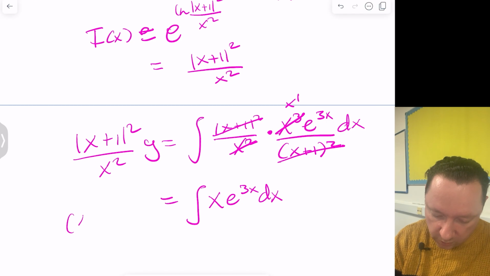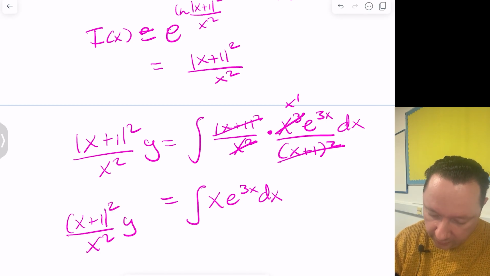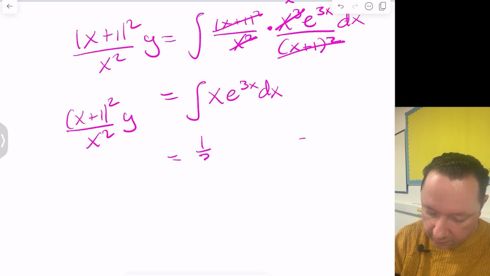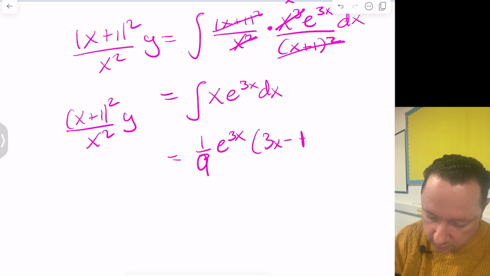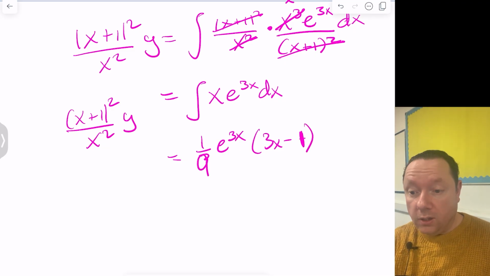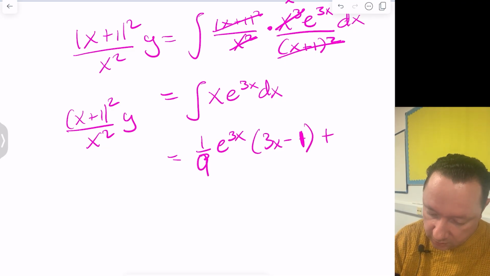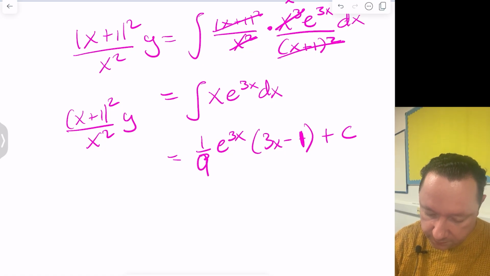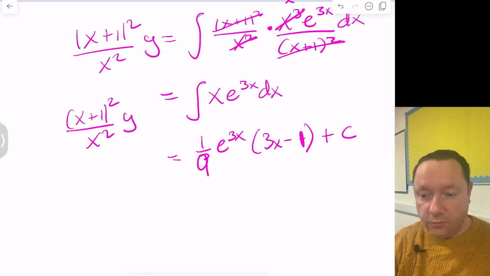So x plus 1 squared over x squared times y equals 1/9 e to the 3x, 3x minus 1, plus c. Make sure you get a plus c in there. So that equals that. So now we can rearrange for y.